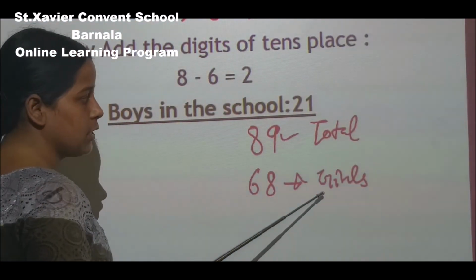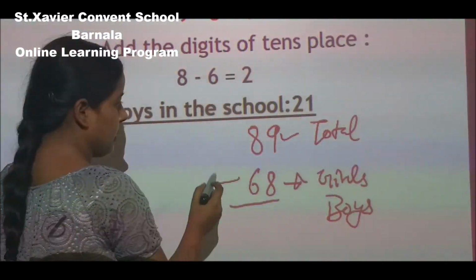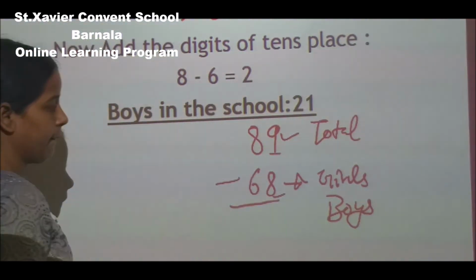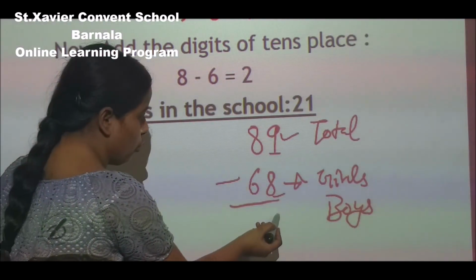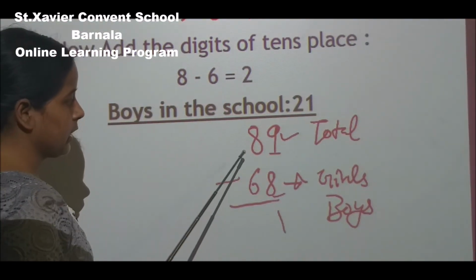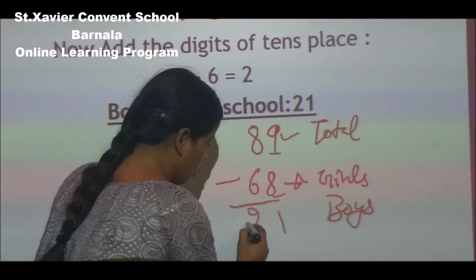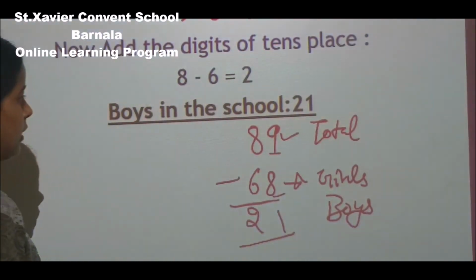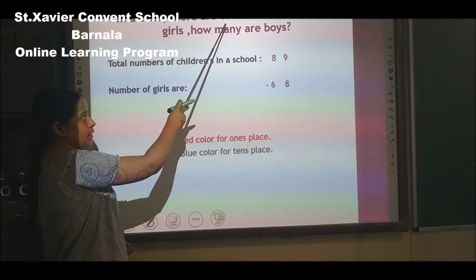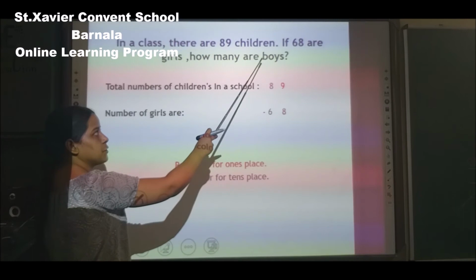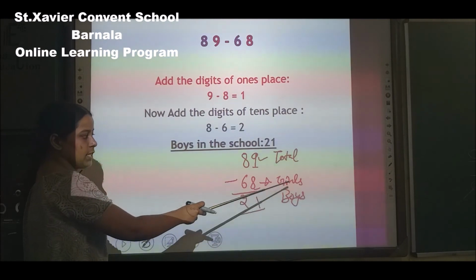After subtracting the girls from the total, we get the number of boys. At the ones place we have 9 and 8. 9 minus 8 is equal to 1. After that we subtract the digits at the tens place. 8 minus 6 is equal to 2. So boys in the school are 21. Total children are 89, girls are 68. After subtracting 68 from 89, we get 21 boys in the school.